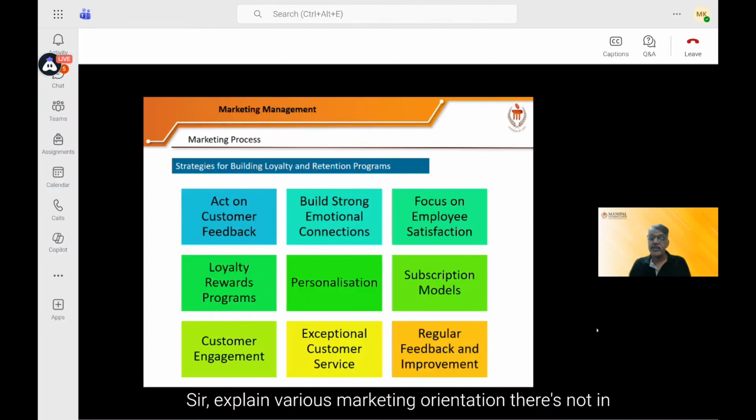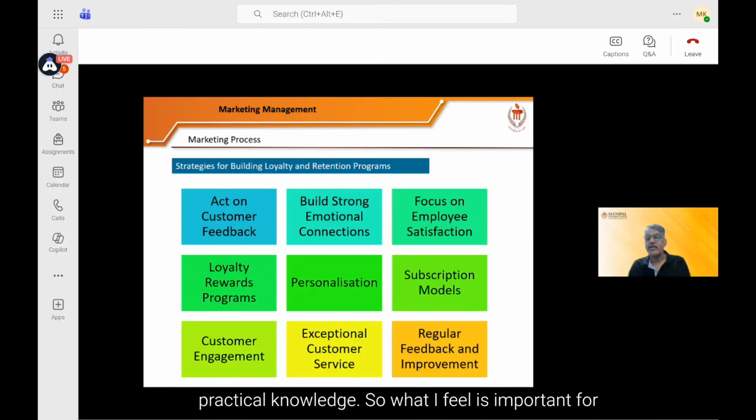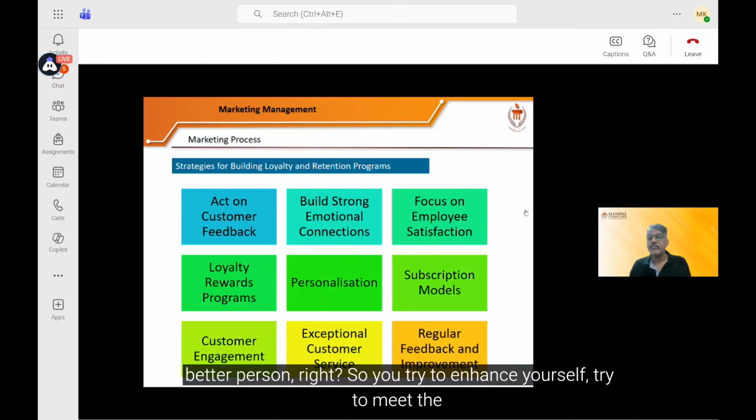Sir, explain various marketing orientation. This is not in this unit. I'll explain it later to you. I have good experience in customer support engineering, but I'm always criticized by the field and project team due to a lack of practical knowledge. So what I feel is important for a company while defining roles. See, learner Bhupesh, I'm not able to read the entire name. For the company, you're just an employee. If you leave the job and go, definitely they have someone else, they will employ a better person, right? So you try to enhance yourself, try to meet the requirements of the company.